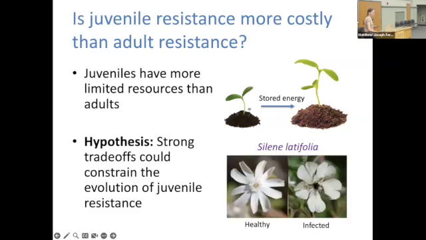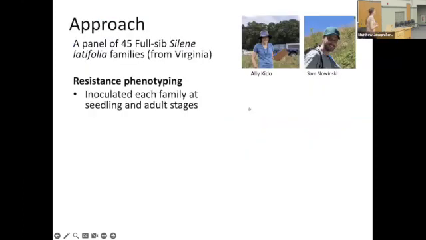For this question, we stepped away from the Dianthus system and went back to a system that's a lot easier to work with, and one that we could work with locally, which is the original Silene latifolia that Janis started working on many years ago in Mountain Lake. So what we've done here is try to measure these costs of resistance at different ages. We've collected a panel of 45 full-sib Silene latifolia families. These came from the original metapopulation in Southern Virginia. We did a bunch of resistance phenotyping in the greenhouse, inoculating each family at different stages and looking at their age-specific resistance.